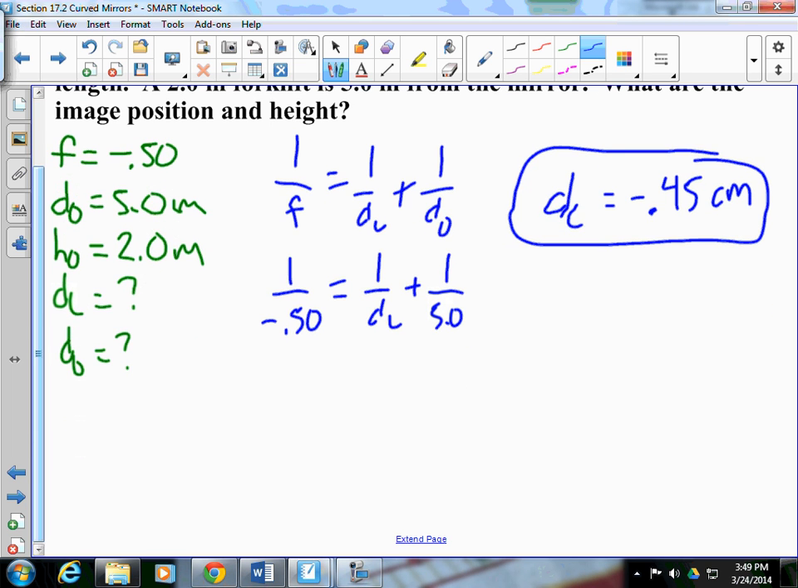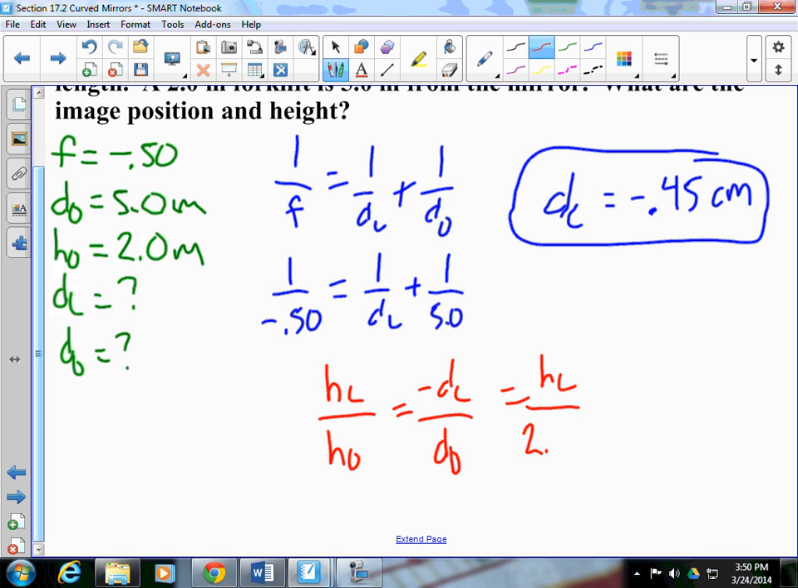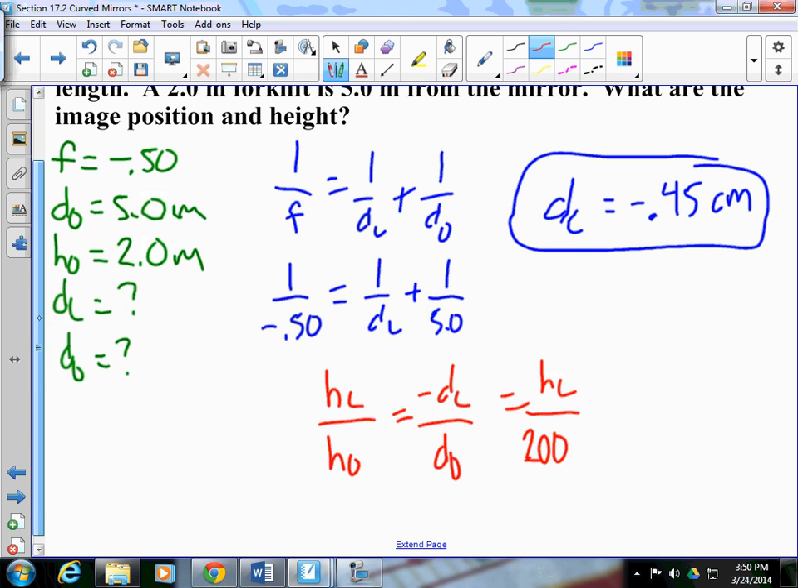Step 2 then is asking for the height of the image. Well, remember, HI divided by HO equals negative DI over DO. We're going to plug in numbers and cross multiply. We're solving for HI. HO was 2.0 meters, or 200 centimeters. We're doing a ratio, so we want to make sure everything is in the same unit, which I just realized we'll correct the last problem here. I just screwed up the last problem.